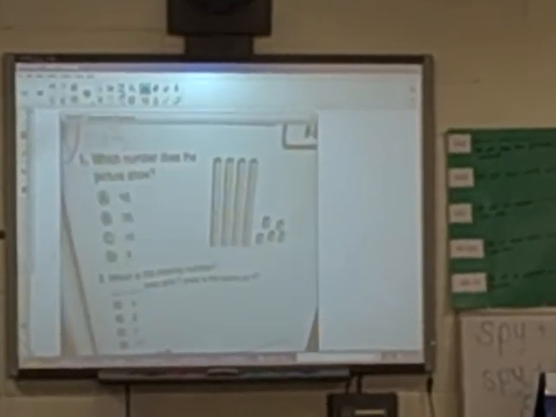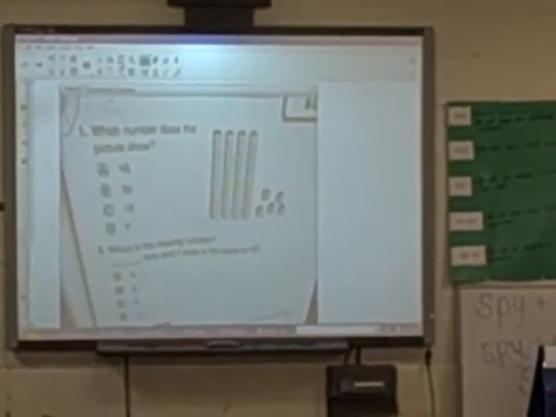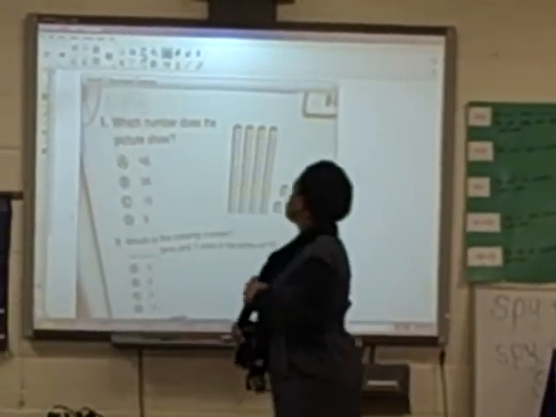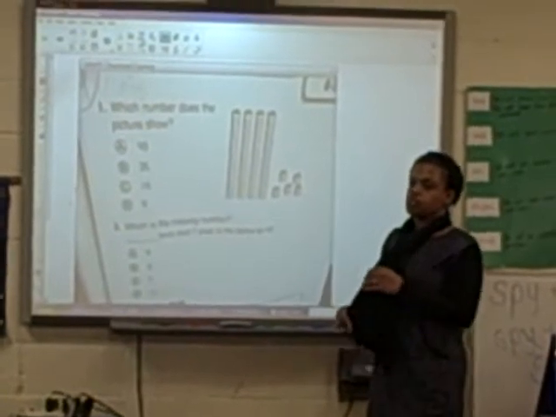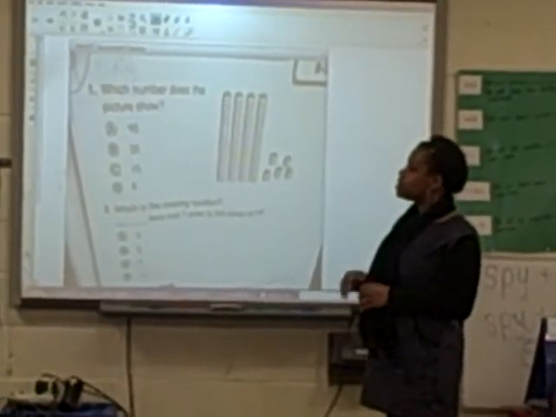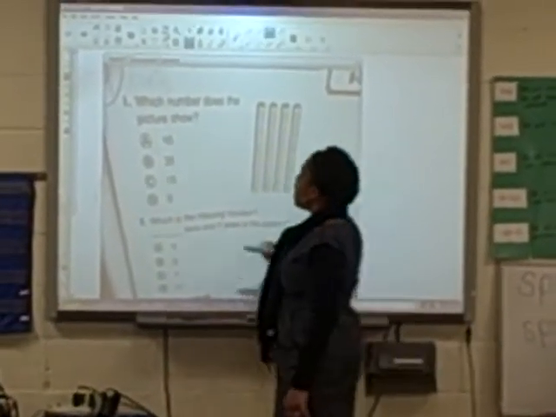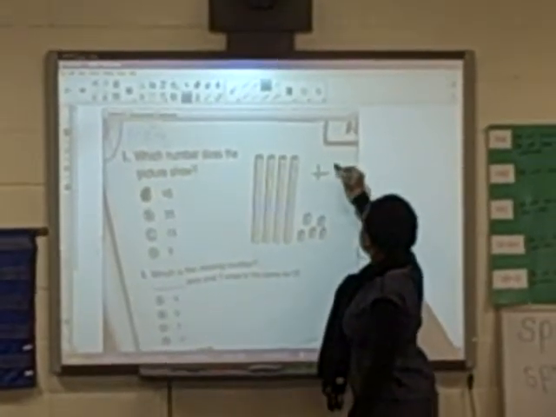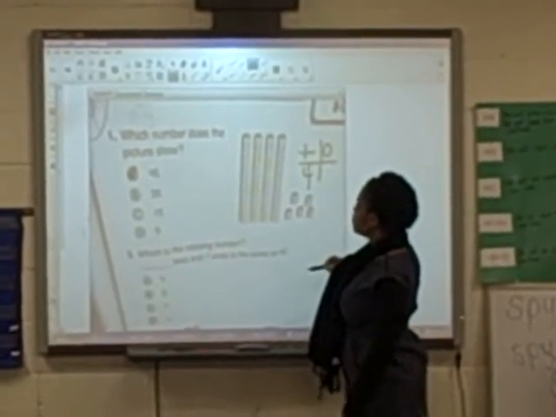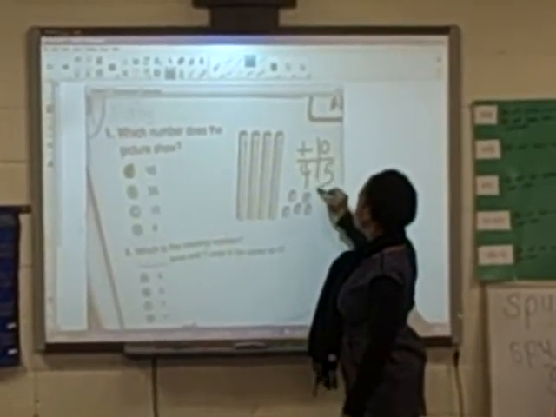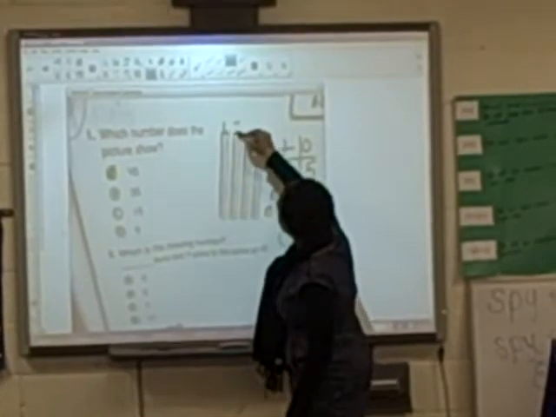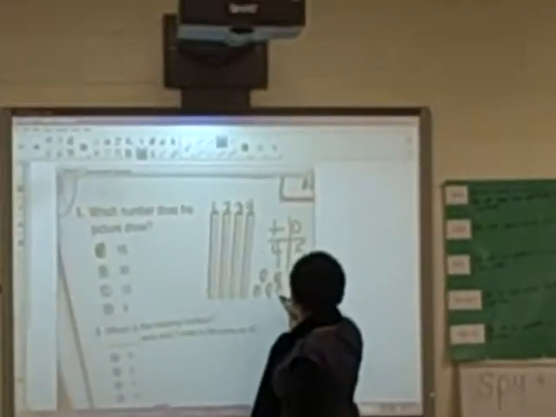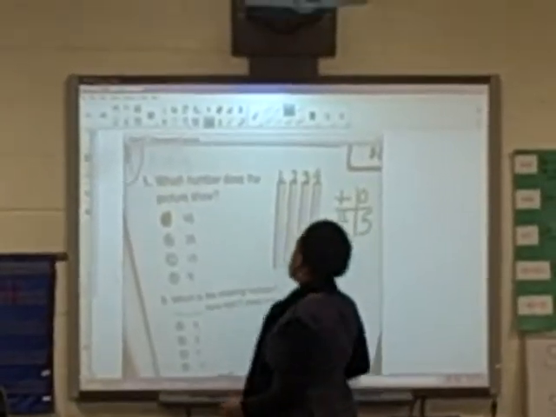It says, which number does the picture show? Zeke? 45. Great job. How do we know it shows 45? Because there's 4 tens and 5 ones. Great job. There are 4 tens: 1, 2, 3, 4. And we have 1, 2, 3, 4, 5 ones. Great job.